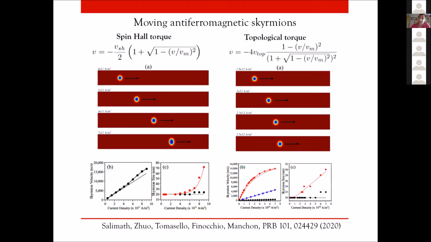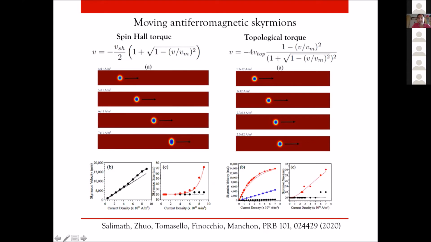Now, if you look at the topological torque, we assume that we just send the current inside the magnetic wire itself. We just take advantage of these topological currents. In this case, you see that the velocity saturates at much smaller current density. This is really because the topological torque reduces when you enhance the size of the skyrmion. So you send a current through the system, the skyrmion starts getting elongated, but the larger it gets, the less topological torque you have. So there's a kind of self-compensation.